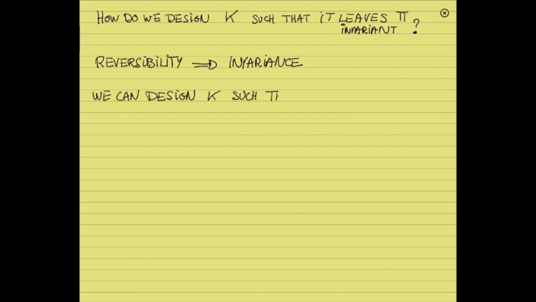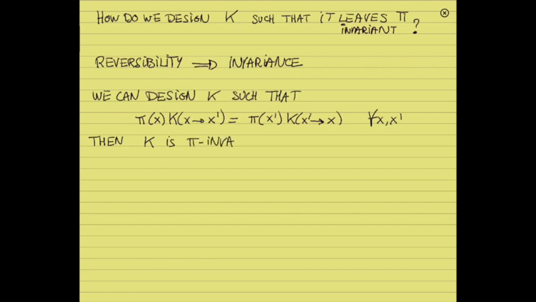Reversibility of a kernel K with respect to pi means that pi of x k of x to x prime is equal to pi of x prime k of x prime to x, for all x and x prime. Here the equation assumes that everything has a density, or if you think of a discrete state space, then the equation makes perhaps more sense than for continuous state spaces. So if this equation is satisfied, then K is pi invariant. We can check that in just a couple of lines.